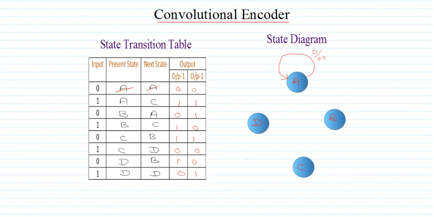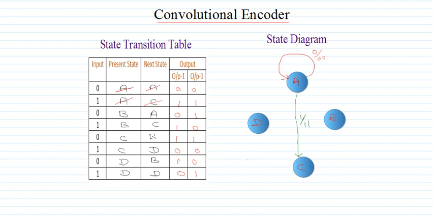Next, from the state A we are moving to C. So observe now, from state A we are moving to state C, that is this line. Here the input is 1 and the output is 11.